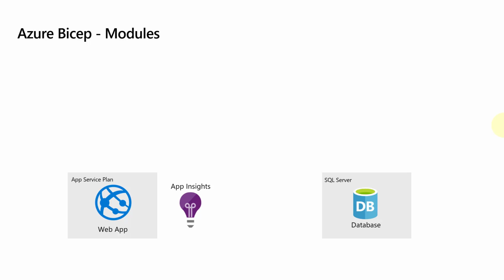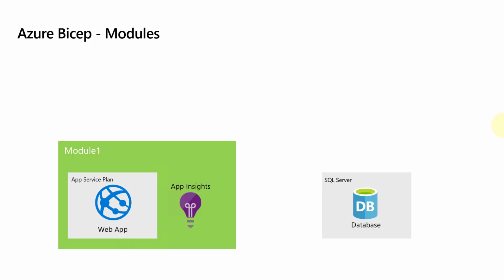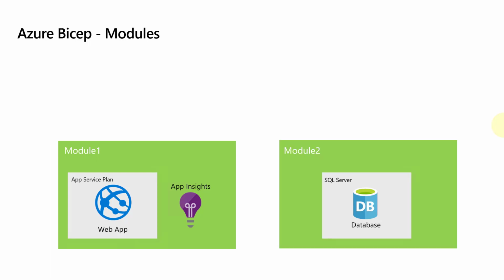So these services are created with the help of two files. In the first file, we have created app service plan and app insights. So that can be treated as one module. So technically, each bicep file itself is a module. And then we have one more module for SQL Server. So in order to execute this, we have provided the name of the module, name of the bicep file, right?